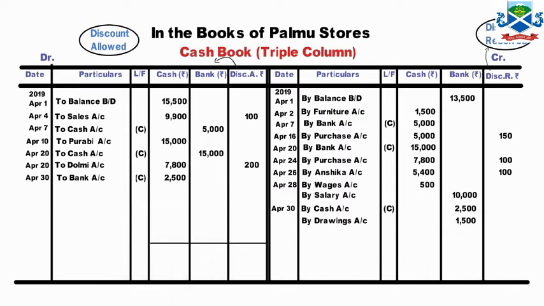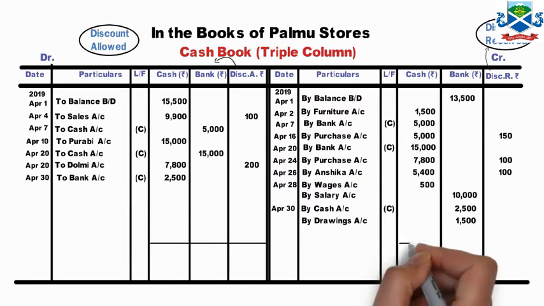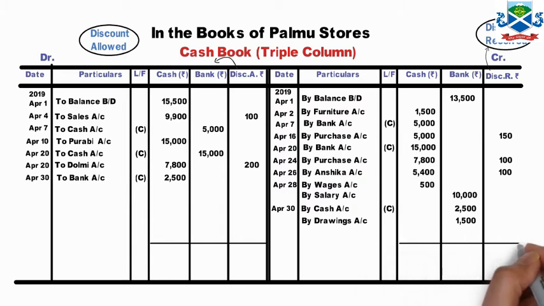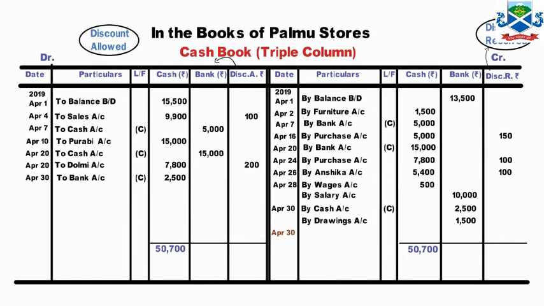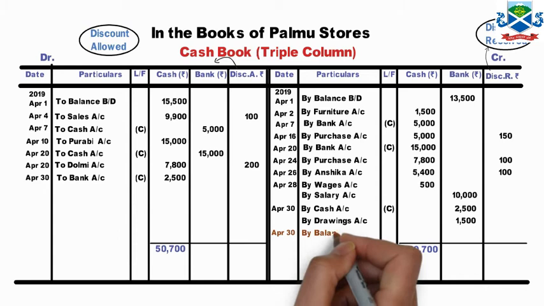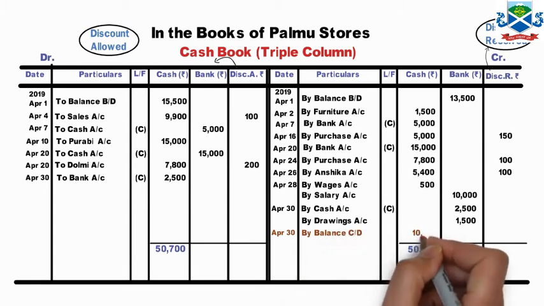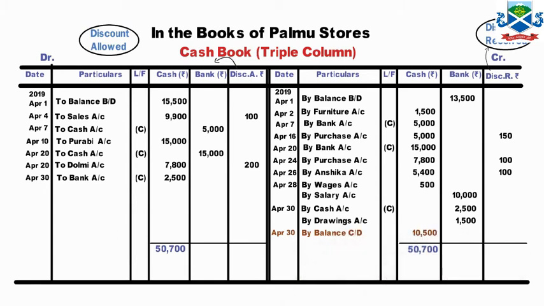Now we'll go for adding the cash column and bank column. First we'll do the cash column, and then we'll see the bank column. In the cash column, the debit side is more, 50,700. We take this figure to the credit side, and we find the balance in cash. The shortage in the credit side is 10,500. And in the bank column we'll find the credit side is more.